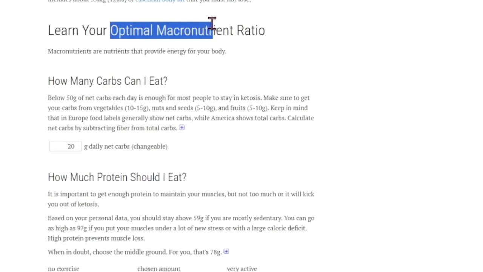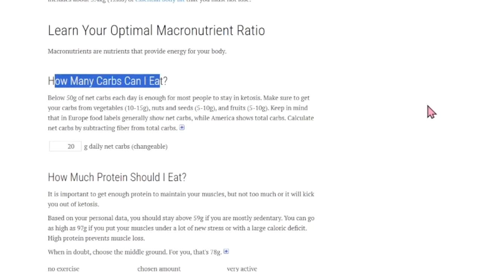Then it's going to take you through your optimal macronutrient ratio. First, it's going to talk about how many carbs you can eat. Now, if you've been watching my channel, you know that I'm following a ketogenic diet, which means I'm keeping my carbs around 20 grams or less per day. I have been fluctuating a little bit between 20 and 50 lately, but less than 50 grams of carbs per day is the amount that you need in order to be in ketosis, which helps you burn fat instead of sugar, which means it's going to take your fat stores and burn those instead of burning the food that you just ate.